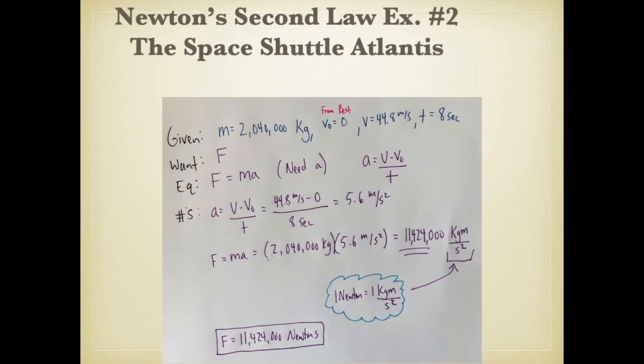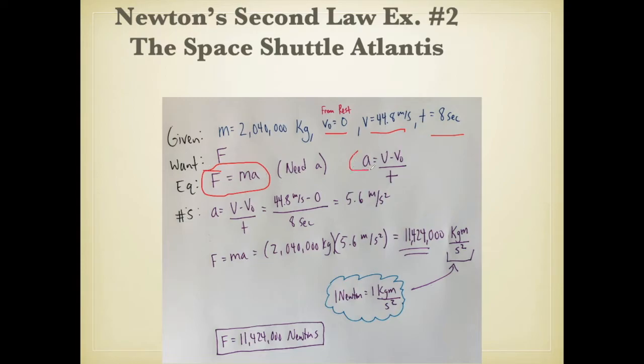But here's what the solution looks like for our space shuttle problem. They give you the mass, and they give you that it starts from rest. So that means that V0 is 0, and they tell you that it gets up to 44.8 meters per second in a time of 8 seconds. So we say we want F, our force, thrust force. The only equation we have to get force is F equals ma. So let's say to ourselves, we need to get A.